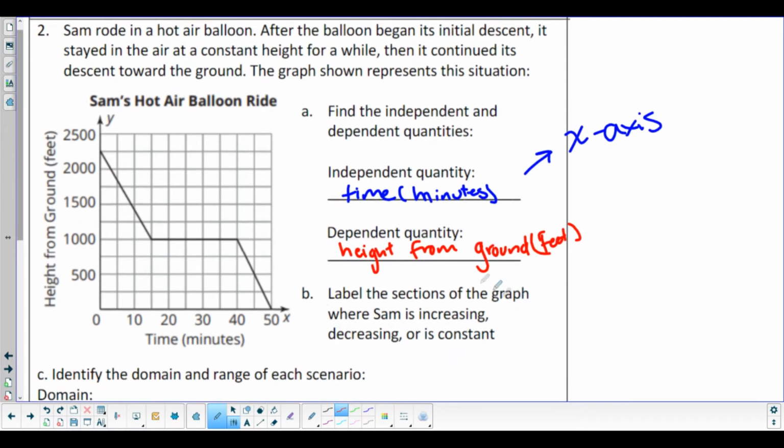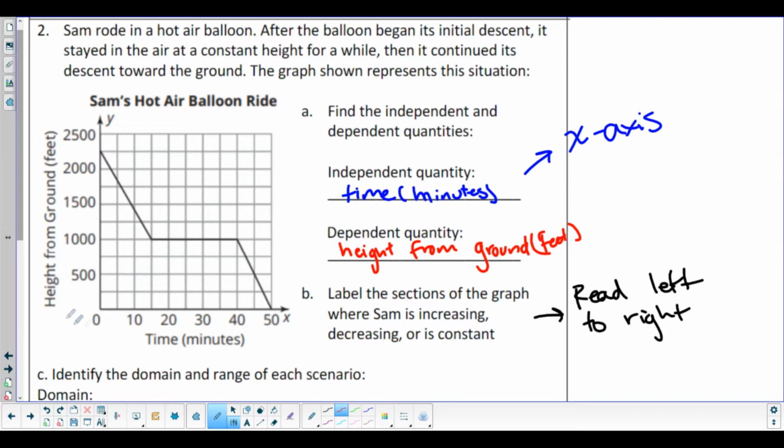Now the second part, we're going to label the sections of the graph where Sam is increasing, decreasing, or constant. Okay, the rule for figuring out increasing, decreasing, constant is you always have to remember we read left to right. So we have to start when x is smaller, and then we make x bigger. And that's how we look over time, right? From 0 minutes to 50 minutes in this case. That's how we're going to read it, and that's the case for every graph, okay?